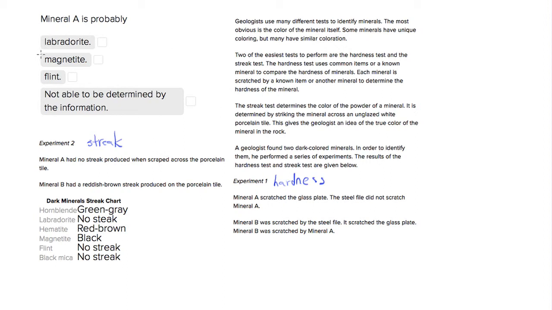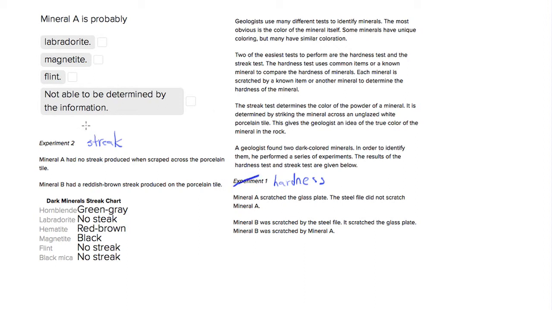So if we look at this, we see in the two tests, mineral A, we have something about mineral A scratching the plate and the steel file not scratching mineral A, but this doesn't give us any conclusive information. It tells us that mineral A is a certain hardness, but it doesn't lead anywhere conclusive. So we have to not look at experiment one for this problem. Let's just look at experiment two.